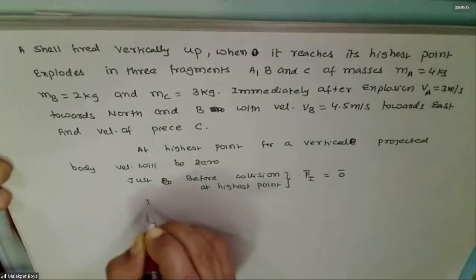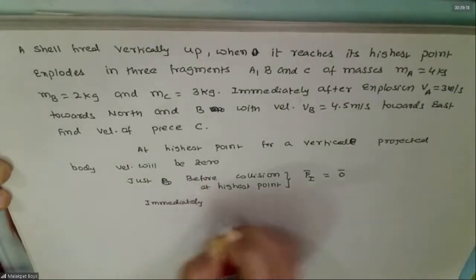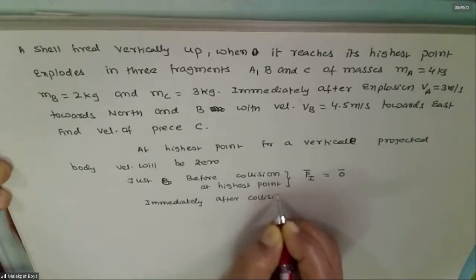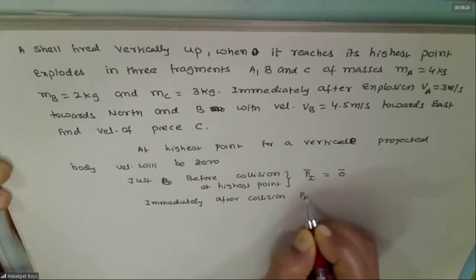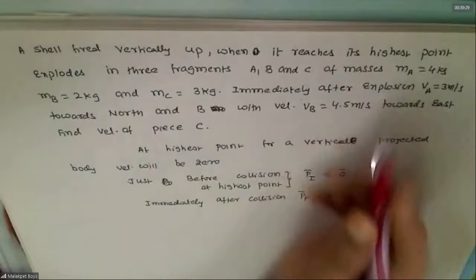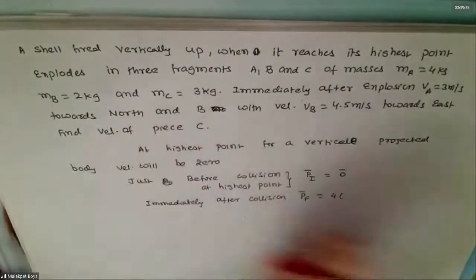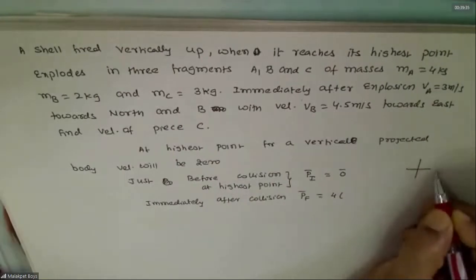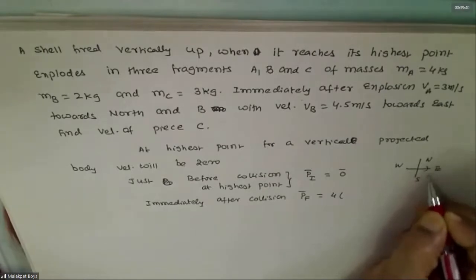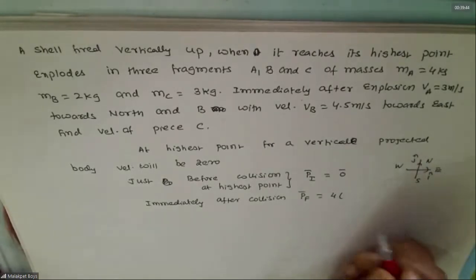Then immediately after the collision, what is P? P is equal to 4 into 3, the mass of A, towards north. I can take directions now: east, west, north, south. I will take this as i, this as j. Okay? 4 into 3 j.